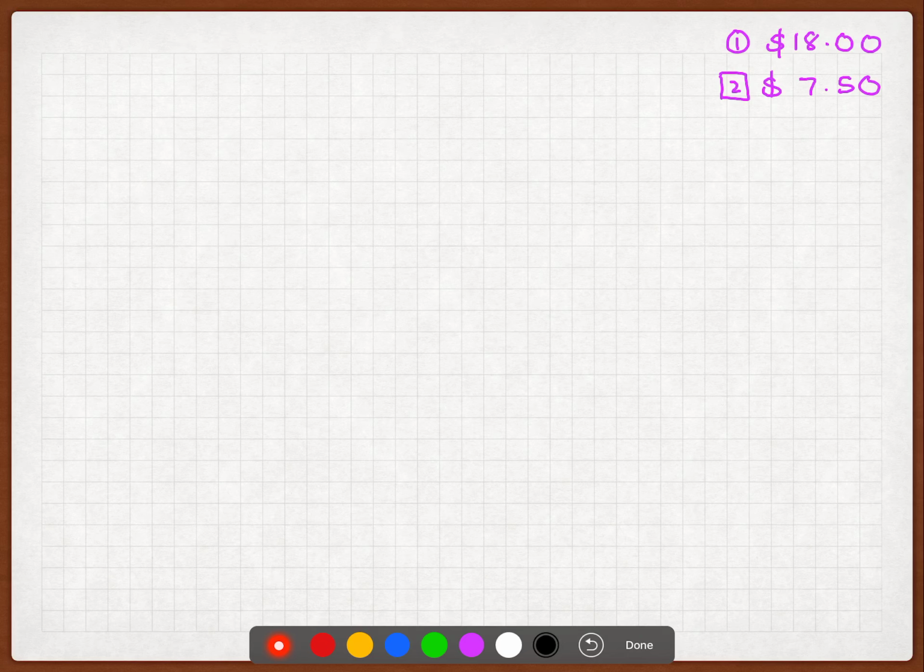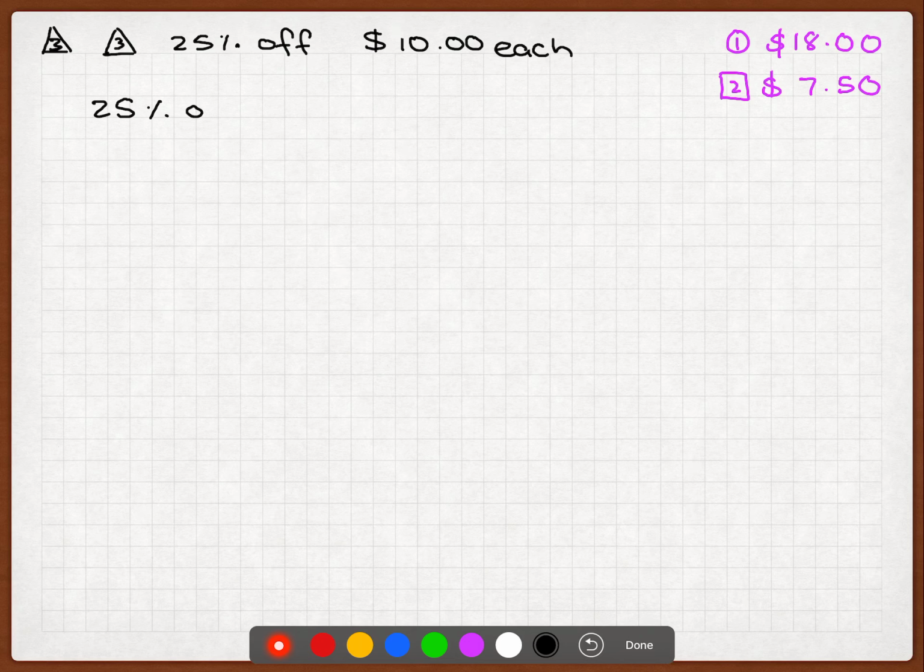Now we're going to do item 3. And we bought 2 of those items. They were 25% off. Oopsie, sorry, I wrote a dollar sign there. They were 25% off, and they were each $10. Now we're just going to work out the price for one of those items to begin with. So for item 3, it's 25% off $10. So we're going to convert that into our decimal form and times it by the whole number.